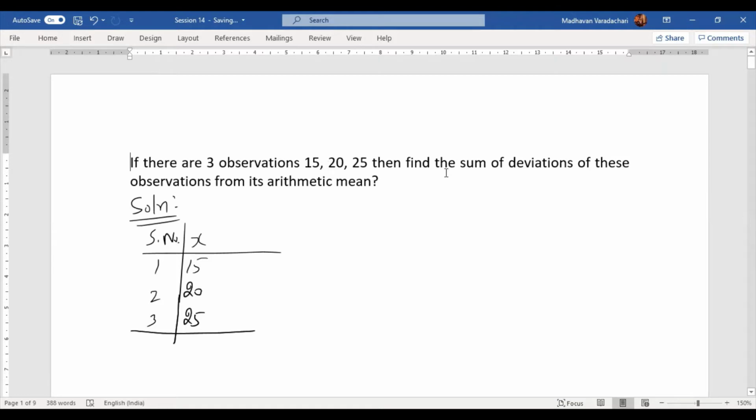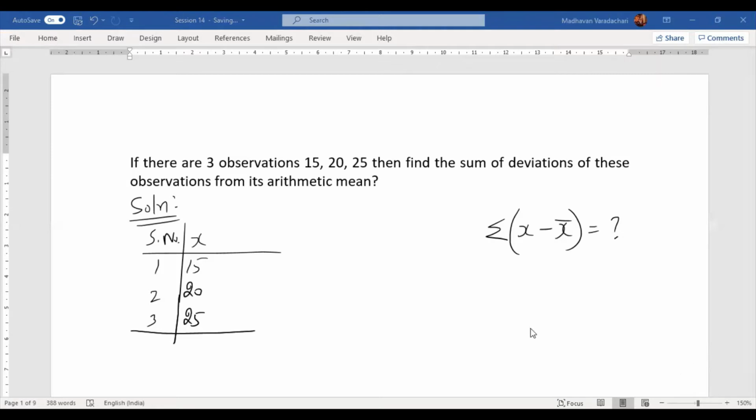The question is asking us to find the sum of what? Sum of deviations. Deviations means of these observations from its arithmetic mean. Deviation means how much the observations are getting distanced from its arithmetic mean. So I need to find out this, equal to what? That is what we are going to find.